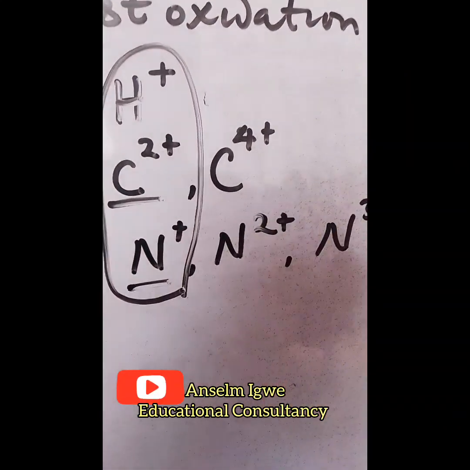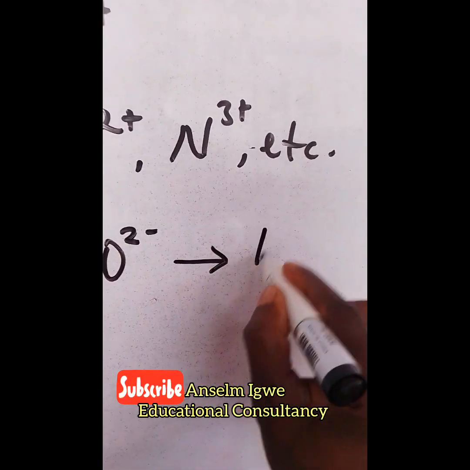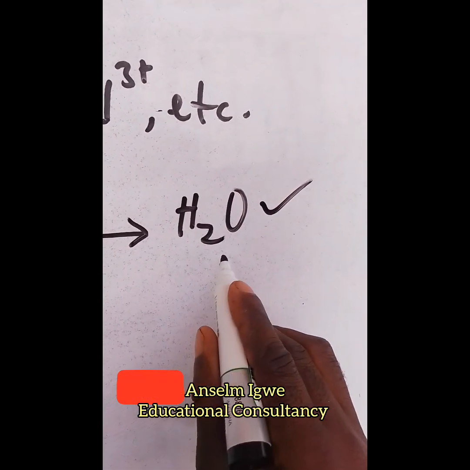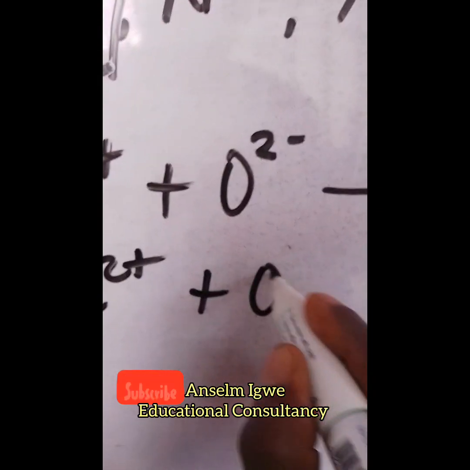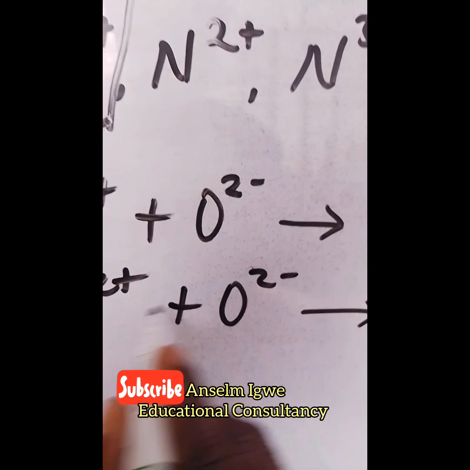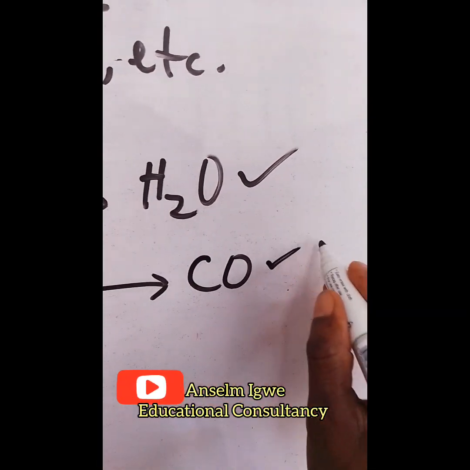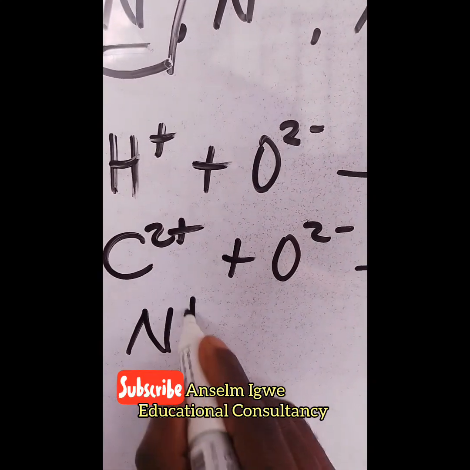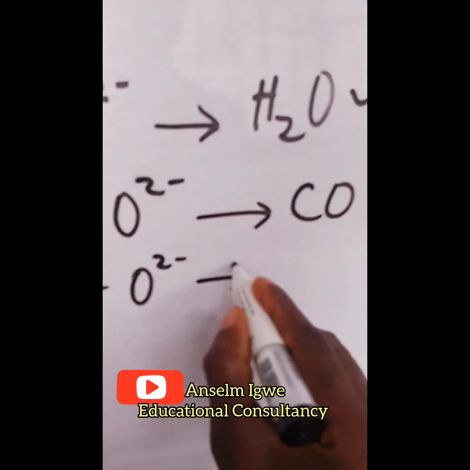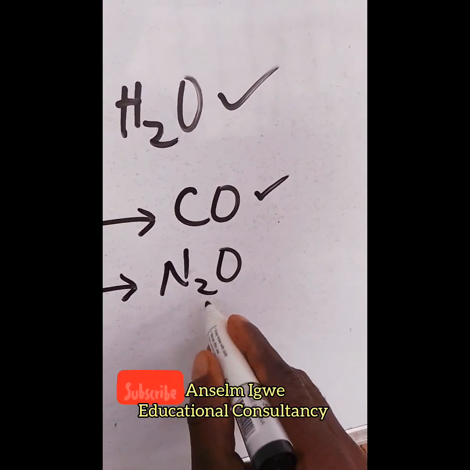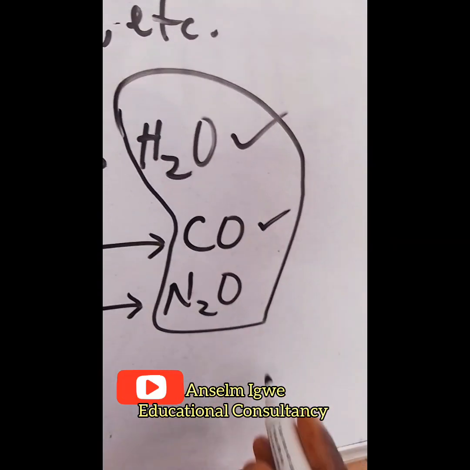For instance, H plus reacting with oxide ion will give us H2O. So water is a neutral oxide. C2 plus, when it reacts with oxide ion, 2 minus 2 plus we cancel, we have CO. So carbon 2 oxide is a neutral oxide. N plus, when it reacts with O2 minus, 2 comes here, 1 goes there, we have N2O, that is nitrogen 1 oxide or laughing gas. These are the 3 most popular neutral oxides.